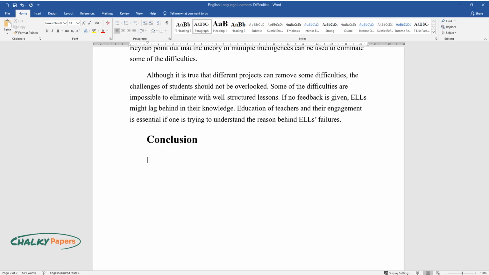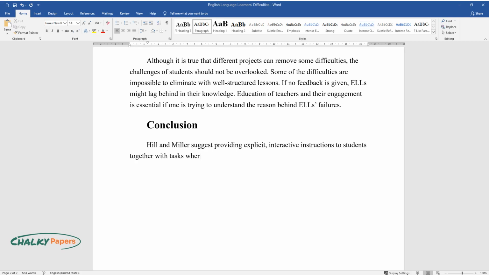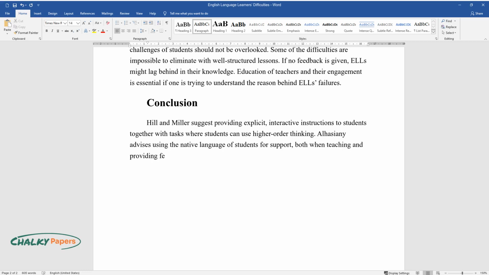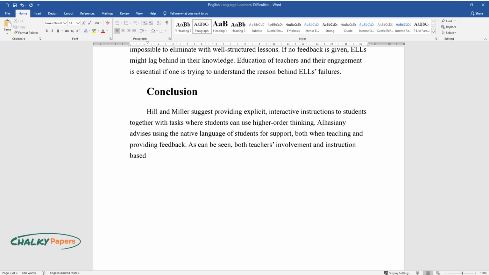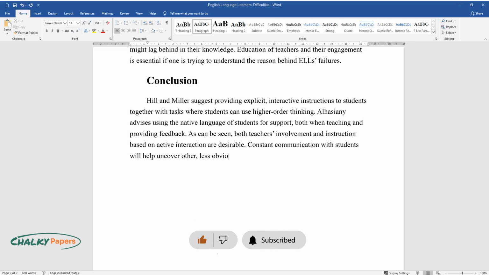Conclusion. Hill and Miller suggest providing explicit, interactive instructions to students together with tasks where students can use higher-order thinking. Alhasiany advises using the native language of students for support, both when teaching and providing feedback. As can be seen, both teachers' involvement and instruction based on active interaction are desirable. Constant communication with students will help uncover other, less obvious difficulties that hinder the learning process.